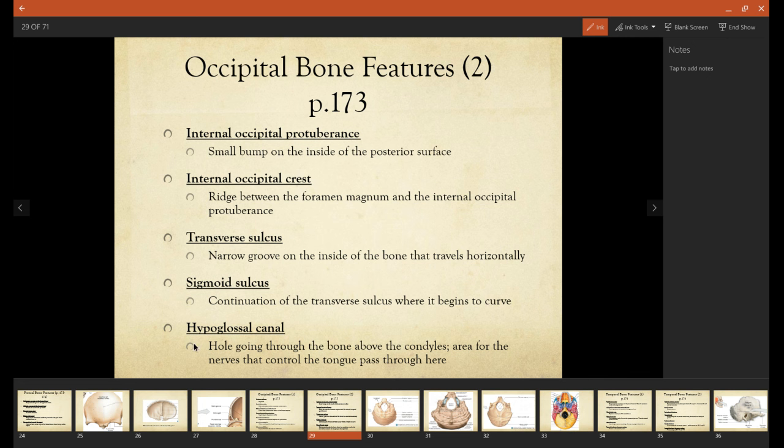Our next structure, the hypoglossal canal. This is going to be a hole that's actually going through the occipital condyles, so those pads. Again, when we get to cranial nerves, we have a hypoglossal nerve that will travel through this hole.